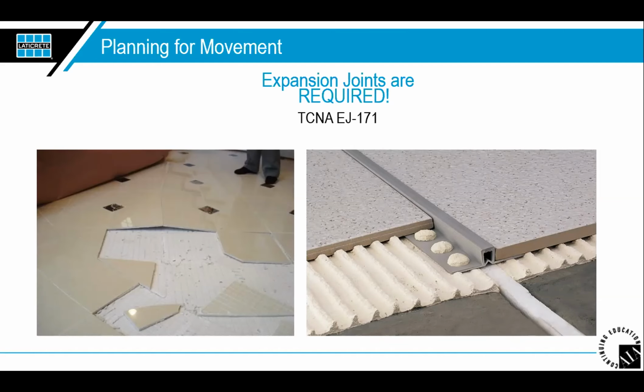Allowance must be made for movement to occur to prevent any damage from occurring. So it has to be done. We refer to EJ 171. It is definitely the John 3:16 of the tile industry. There's no doubt about that.